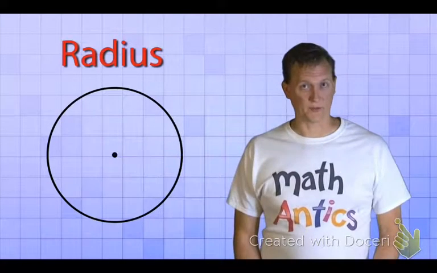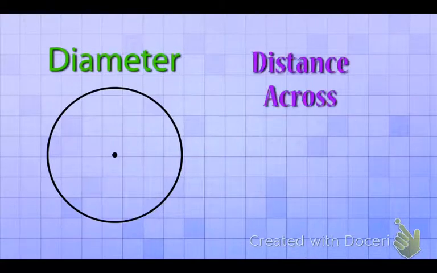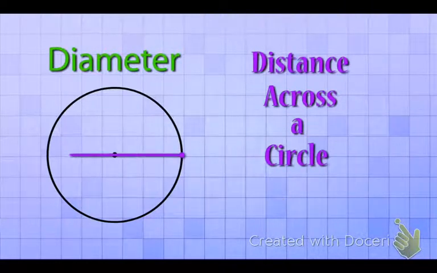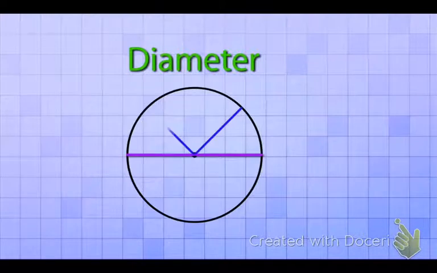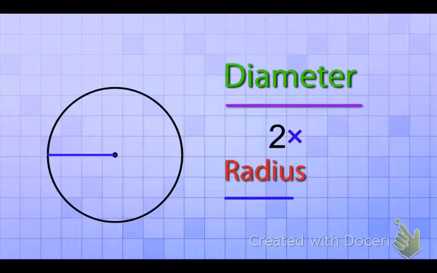Another important circle dimension is called the diameter. The diameter is the distance across the circle. If you start at one point on the circle, and then draw a line straight through the center to the other side, that distance is the diameter. As you can see, the diameter is really just the same as two radius lines drawn in exactly opposite directions. So for any circle, the diameter is always exactly twice as long as the radius.